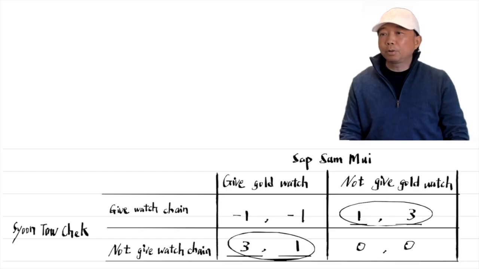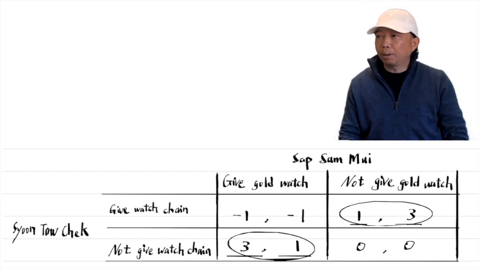Now, we find two pure Nash equilibria, the two combinations where both payoffs are underlined. One Nash equilibrium is that 船頭尺 gives the watch chain and 13枚 keeps the gold watch. The other is that 船頭尺 keeps the watch chain and 13枚 gives the gold watch. Game theory in economics suggests that the rational outcome is for one person to give a gift while the other does not.